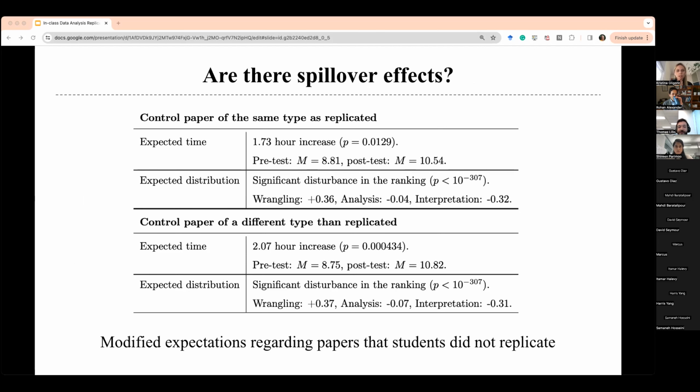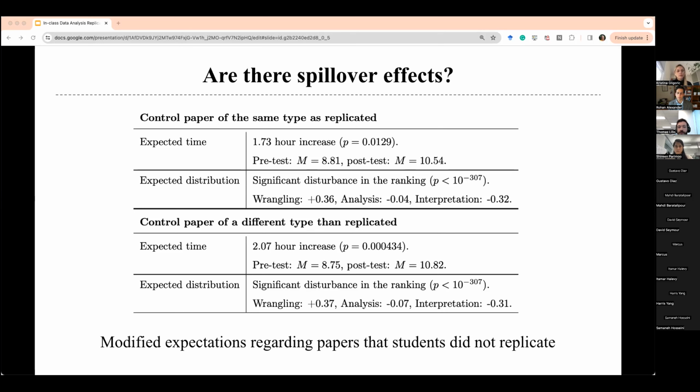Okay, then I mentioned that when performing the replication tasks, we also monitored for any simultaneous changes in the expectations for control papers. So one control paper was of the same type as replicated, and the other one was of a different type than replicated. And here it's noteworthy that even though these papers were not replicated, there were changes in attitudes regarding those papers. So the expectations were modified in the same direction, with an increase in expected time by around 2 hours for both control papers.